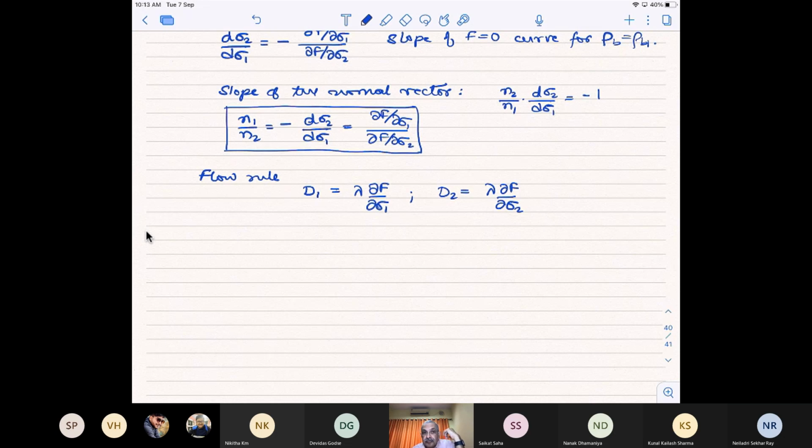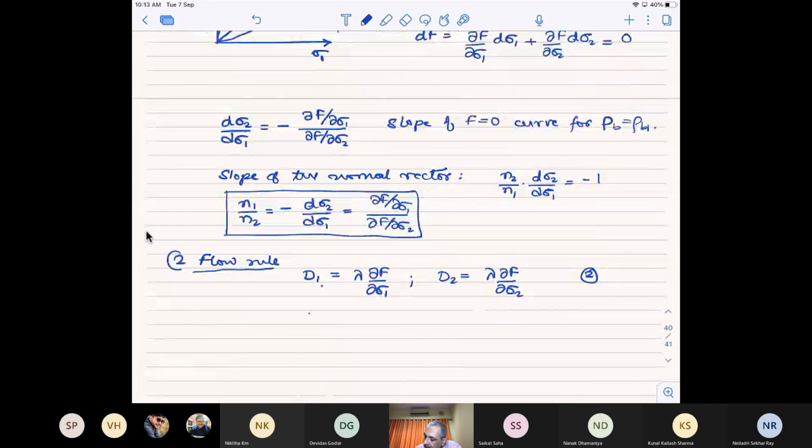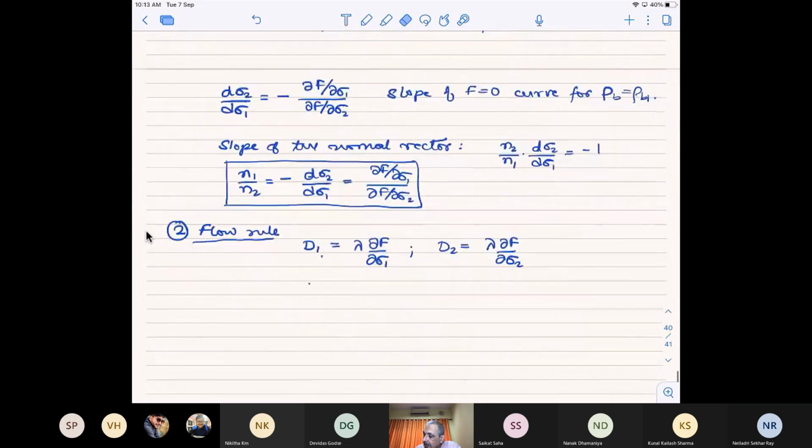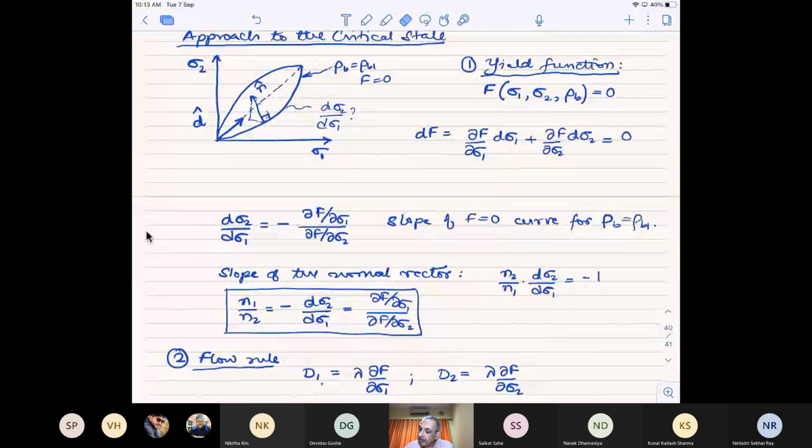If we eliminate lambda between these two, then you can clearly see, this is the second component of the critical state theory, which is the flow rule. The first one is the yield function, the second one is the flow rule, and the third will be the coaxiality condition, which we may or may not need. But if we want to calculate the rate of change of density, then we have to know something about the deformation, and this equation will relate how the deformation occurs at different points along this curve.